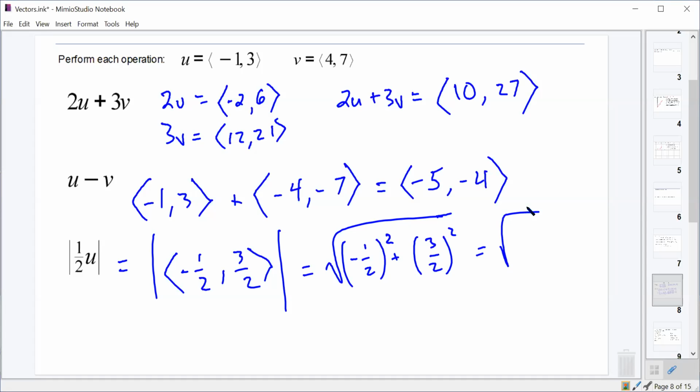And what does that give us? That gives us the square root of, let's see, that's 1/4, and that's 9/4. So the square root of 10/4, or the square root of 5 halves if we wanted to call it that. Or we could call it root 10 over 2, however you want to call it. Let's just do that. Root 10 over 2 sounds good. Square at the top and the bottom. Any questions or issues with that?